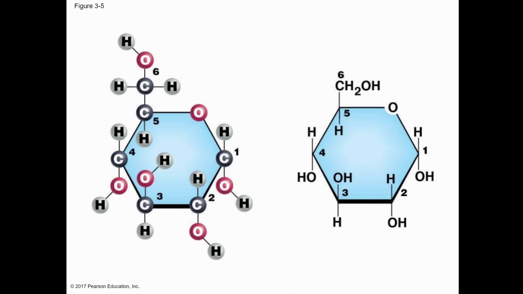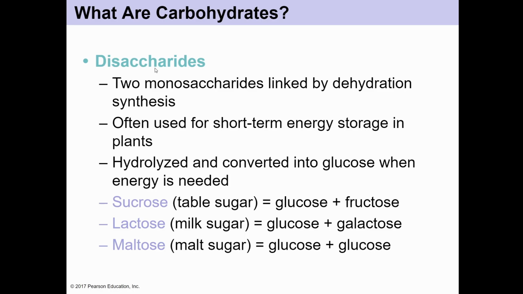So here's the basic structure of a monosaccharide. So we can count the carbons: 1, 2, 3, 4, 5, 6. So since there are 6 carbons, this is a hexose monosaccharide. Again, disaccharides is if we put two of those together. Here are examples. We could put glucose and fructose together to get sucrose, or glucose and galactose together to get lactose. We put two glucose monosaccharides together, we get maltose. And those are the examples of table sugar, milk sugar, and malt sugar. So table sugar that you use is actually sucrose, or a disaccharide.